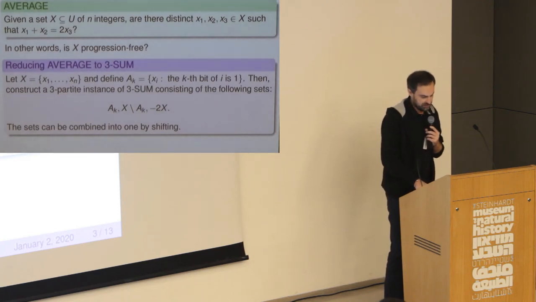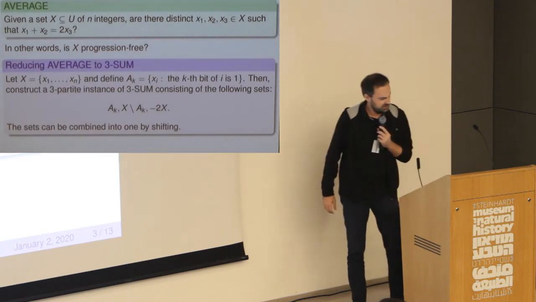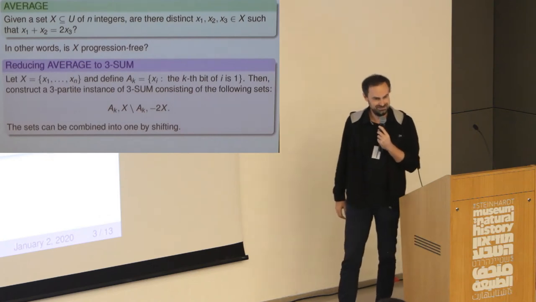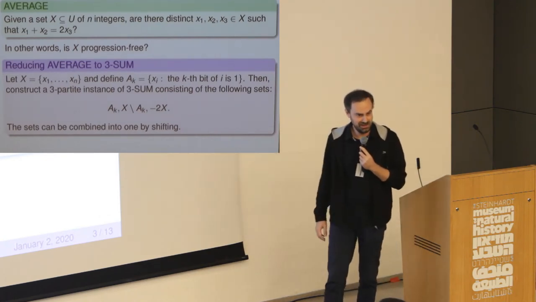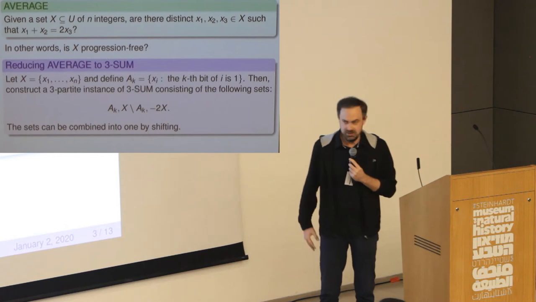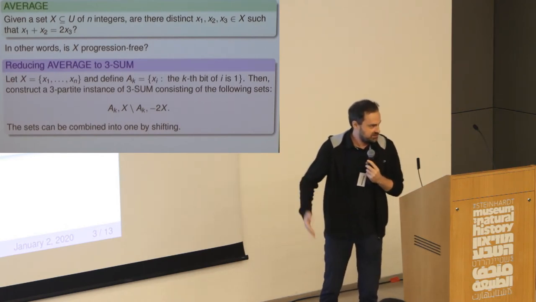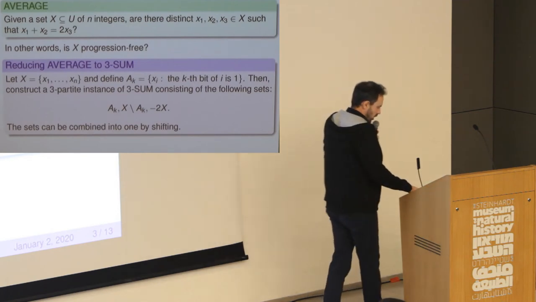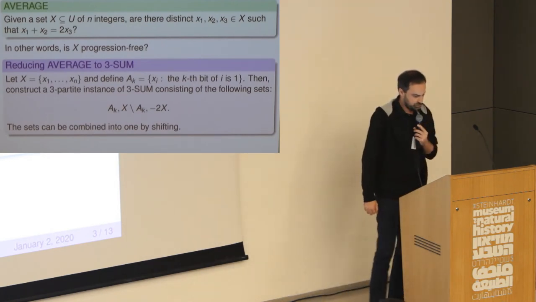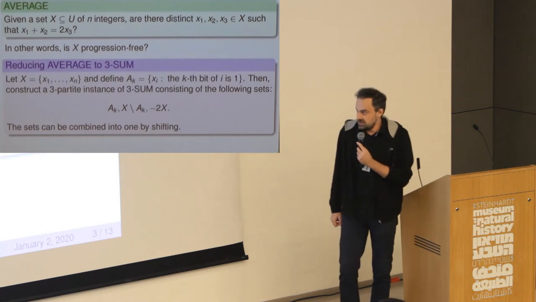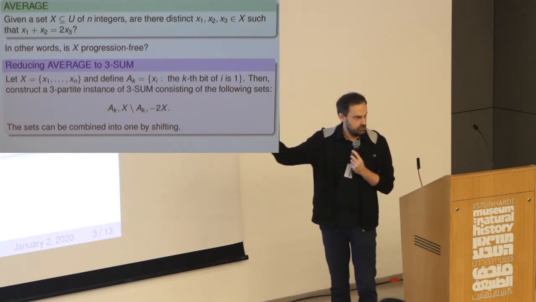Why would you like to look at this problem? Apparently it's a kind of well-known interview puzzle, to come up with a quadratic time algorithm. So it would be nice to see whether it's actually tight, or maybe you can do something smarter than that, or maybe it's equivalent to 3SUM, maybe not. Let's see what happens. In one direction, it's quite easy to reduce Average to 3SUM. So one direction is easy.